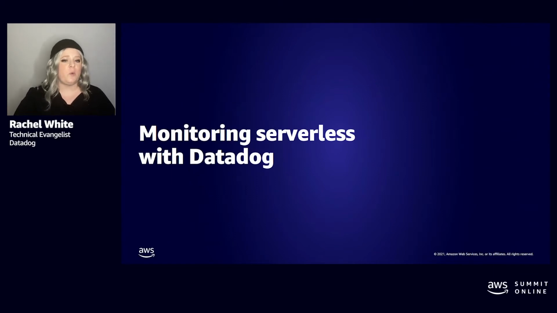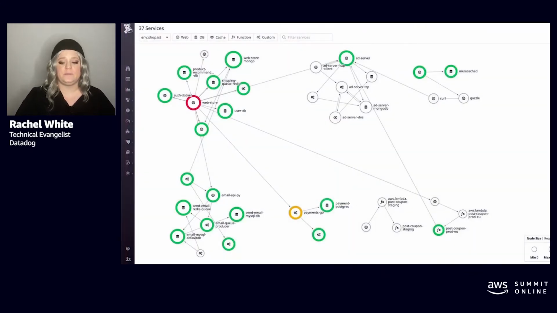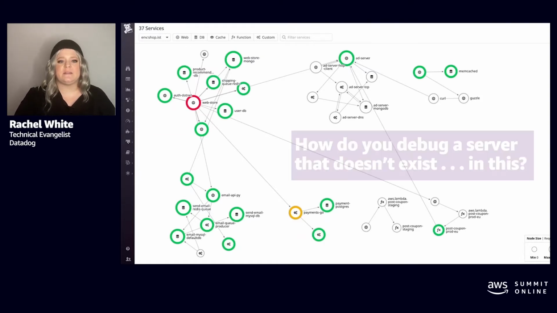So now that we know what we're working with, let's talk about how we can monitor those serverless environments. So our main problem that we're trying to solve is how are we going to debug a server that doesn't exist? How can we take traditional observability practices and adapt it to a serverless ecosystem? Modern infrastructure isn't simple at all. It's not just a server or two for our applications. There are many processes to look at. So how do you debug a server that doesn't exist in this environment?